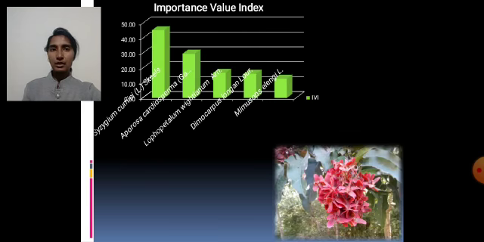Importance Value Index of the tree species. Syzygium cumini of Myrtaceae showed the highest importance value index, which is followed by Aporosa cardiosperma, Lophopetalum wightianum, Dimocarpus longan, and Mimusops elengi.